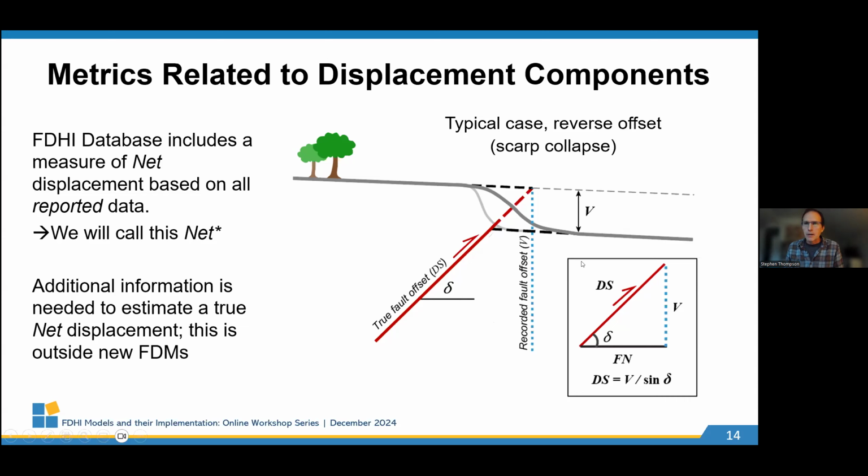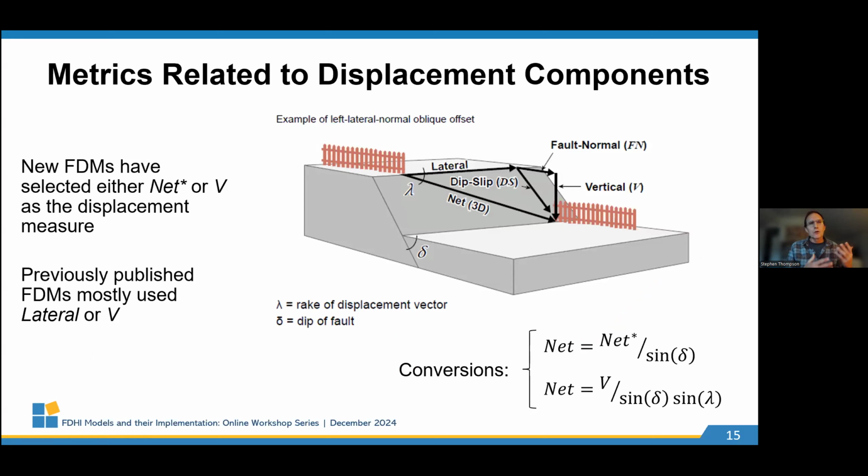This inset diagram right here just shows, for this 2D case, that if our real objective is to understand the dip slip displacement, FDHI will give us a reliable estimate of the vertical, and we need to use site-specific or some other information to get at that dip component. In the new fault displacement models we'll hear about tomorrow, the model teams have selected either this net star or the vertical component as the displacement measure. The previously published models mostly used the lateral component or the vertical component.